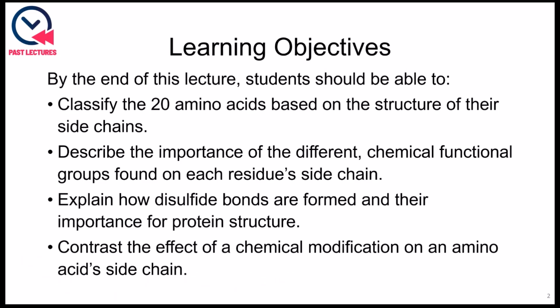In the last lecture, we learned about the structures of the 20 amino acids and their 1 and 3 letter codes. Today we'll see that the different chemical functional groups can contribute to different interactions within the protein as well as with the environment or with binding partners. We'll also look at another type of covalent interaction called a disulfide bond and how it contributes to protein structure.